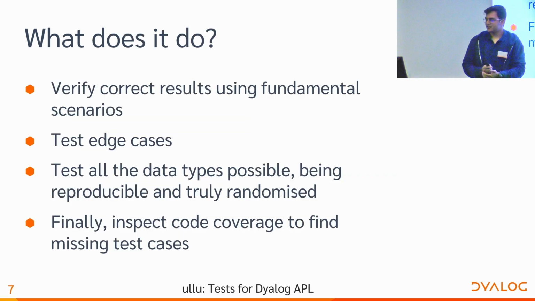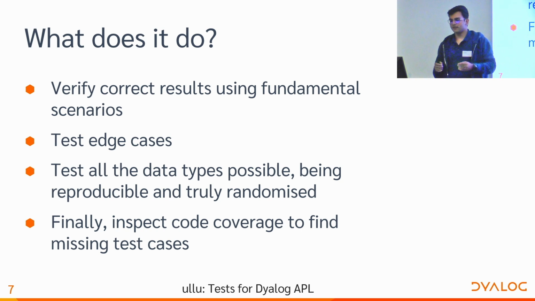So what does it do? We start with verifying fundamental scenarios and correct results of the basic functionality of the primitives. Then we test edge cases. Then we go on to test all of the data types possible, and it is reproducible and truly randomized. Not truly, but as much as we can. And then in the end, we inspect code coverage and find out missing test cases.